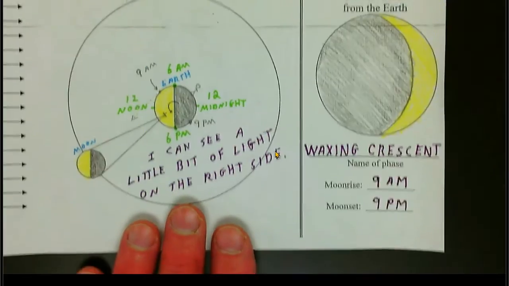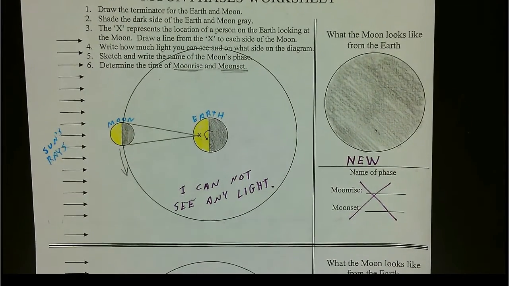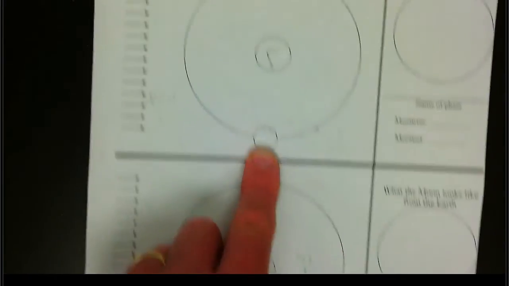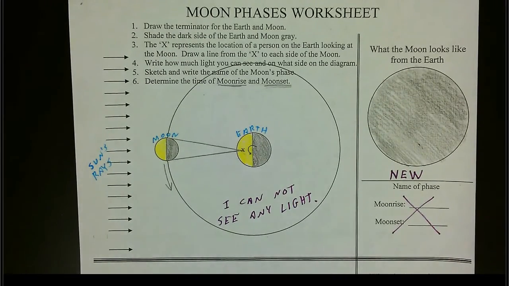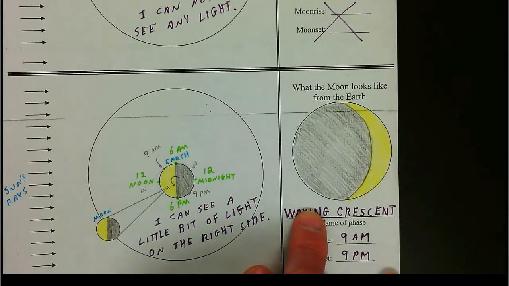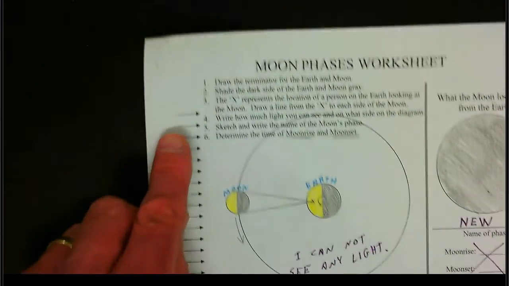There's the first 2 diagrams. The next 6 diagrams continue to move the moon in its orbit. Now to this spot and then to here. You're welcome to use the textbooks, the internet to help you with the names, as well as some of the moonrise and moonset times. But just make sure that you follow these 6 steps.